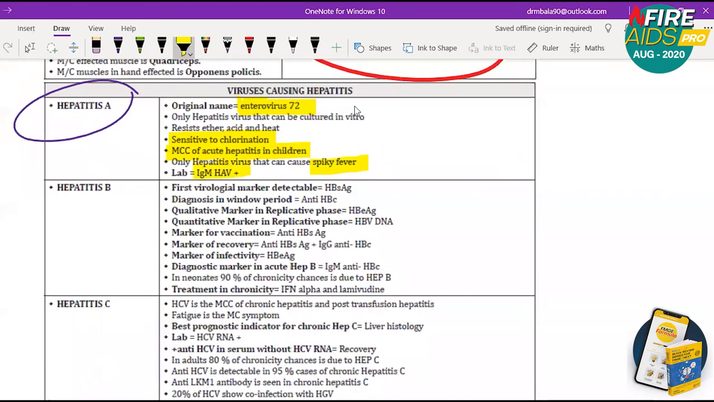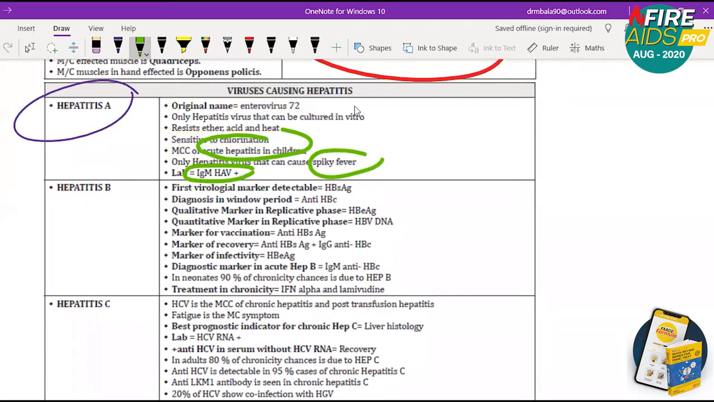Overall in HAV, hepatitis A virus, I would like you to focus on a few key points only. Number one is spiking fever. That is very important. Number two is acute hepatitis in children. Number three is IgM HAV positive. At least these three points must be at your fingertips while you're going for your exam. So these are very important.